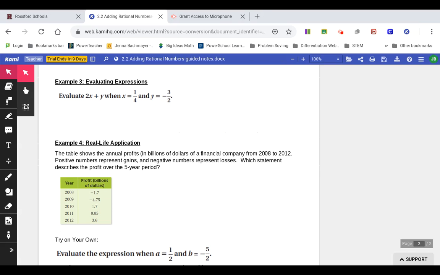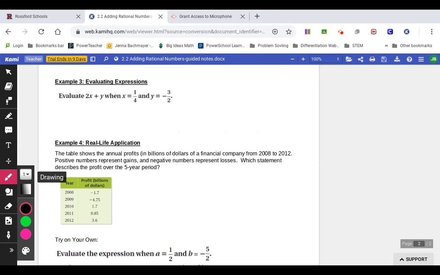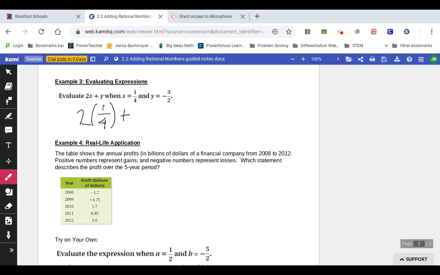All right, let's go ahead and try example 3. Evaluating expressions. So evaluate 2x plus y when x equals 1/4 and y is a negative 3/2. So we're just plugging in these fractions into our variables. So I'm going to do 2 parentheses 1/4 plus parentheses, negative 3 halves.